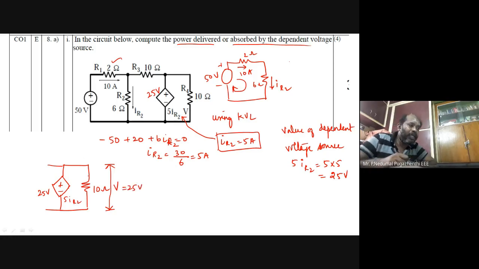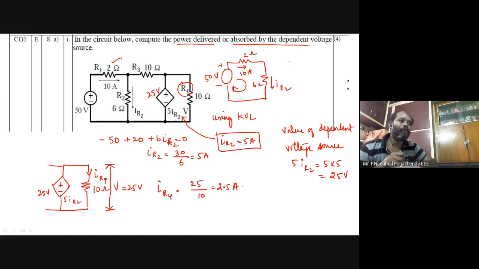So I can find what is the current here. If I say this is going to be IR4, because this is being mentioned as R4, and if I know what is the voltage across this 10 ohm resistor, then I can write IR4 is equal to 25 divided by 10, which is equal to 2.5 amps.